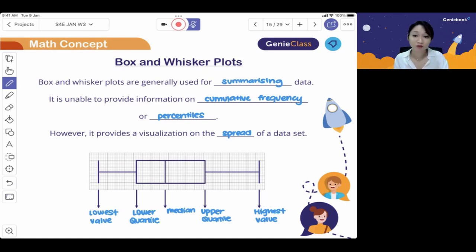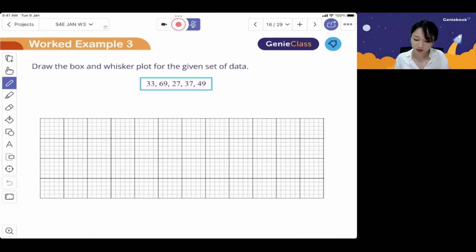Sometimes they give you the box and whisker plot and then they ask you to explain the values, or sometimes they ask you to draw the box and whisker plot. I think because over the years they realize that students only practice drawing and then they don't understand how to work backwards. So nowadays they switch around. So it's important for you guys to be familiar with it both ways as well.